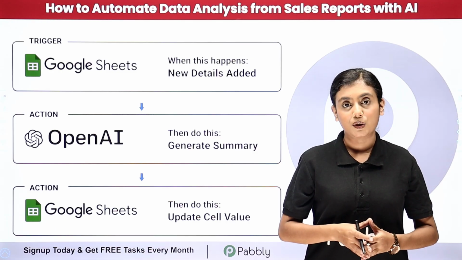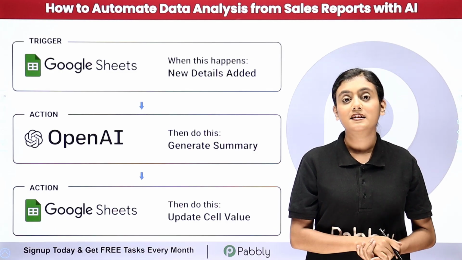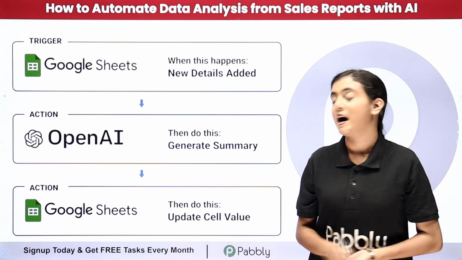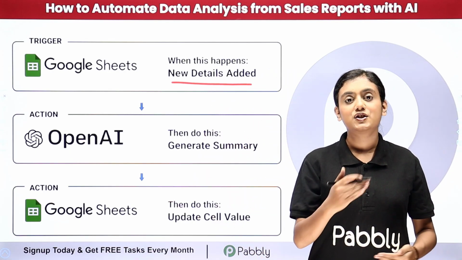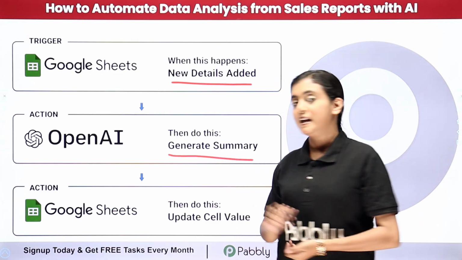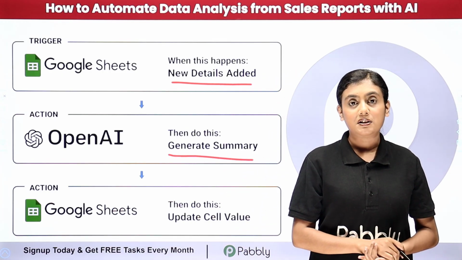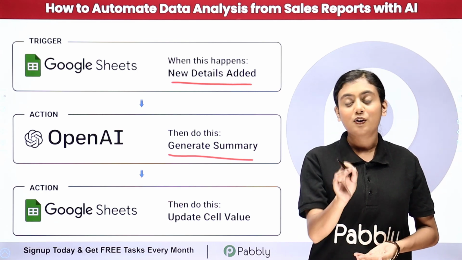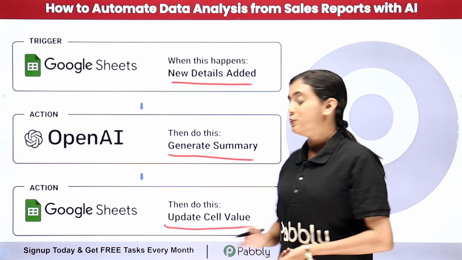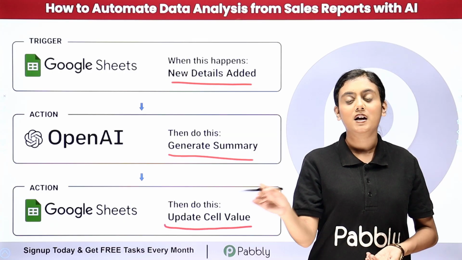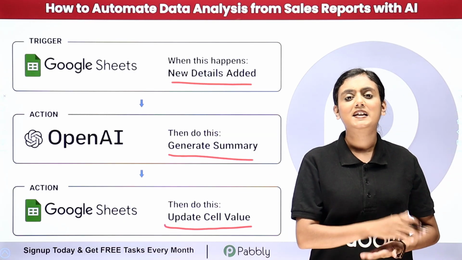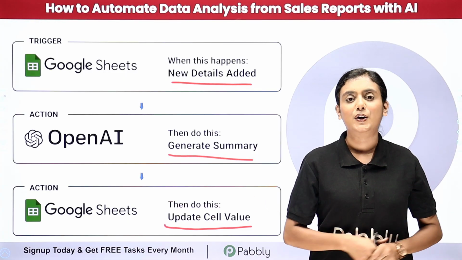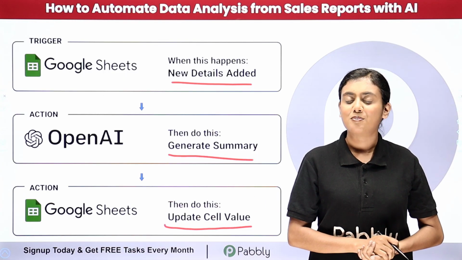How this AI agent works is that as soon as I add the data of the new weekly sales in my Google Sheets, automatically using all the details, an AI agent is going to generate the summary, okay? And as the summary is generated, that record is automatically going to be created in my Google Sheets again. The value is going to be updated in my spreadsheet. So now, if you want to learn how to create this AI agent for yourself, for your business, then let me take you to my screen.